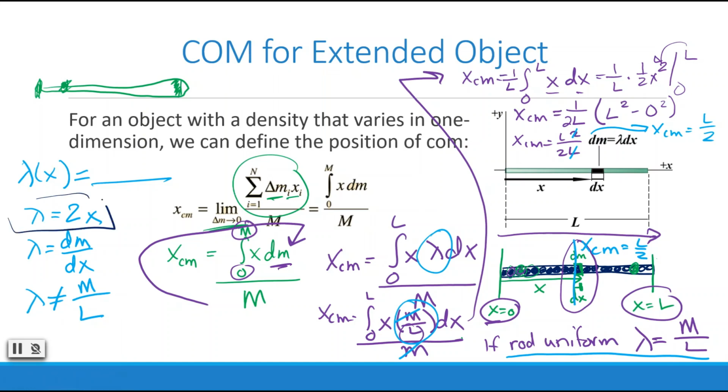Because if my lambda is equal to 2x, that tells me if I pick a spot that's over here, that's further away, it's going to have a bigger density.